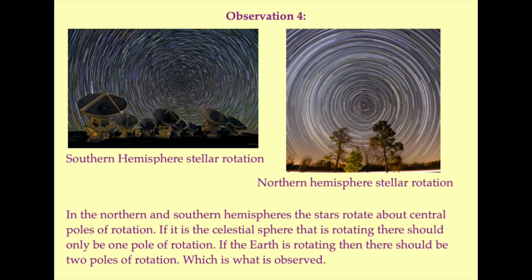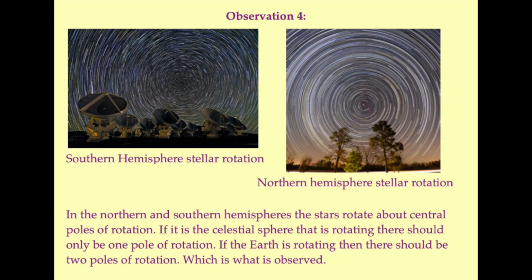Our fourth observation is the existence of two celestial poles of rotation, one in the northern hemisphere and one in the southern hemisphere. The existence of two such poles is entirely consistent with a spheroidal Earth rotating beneath relatively immobile stars.